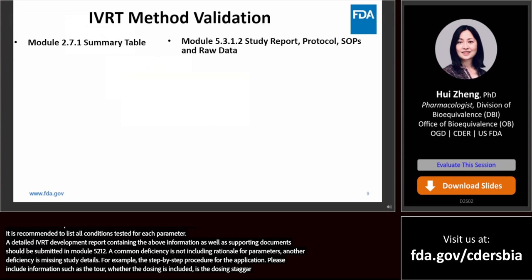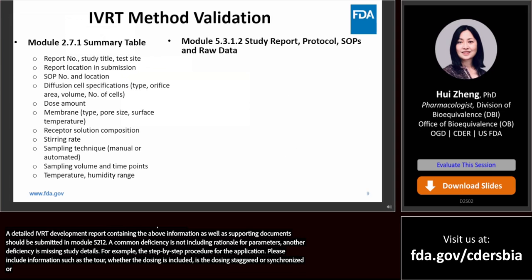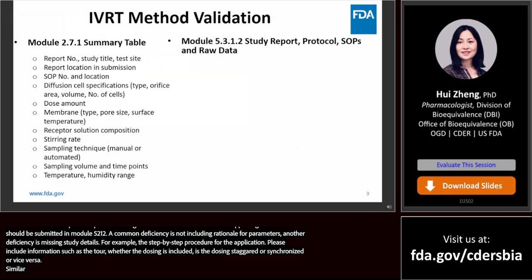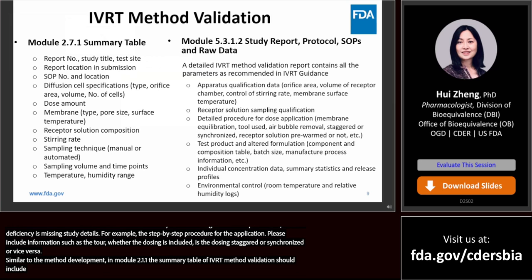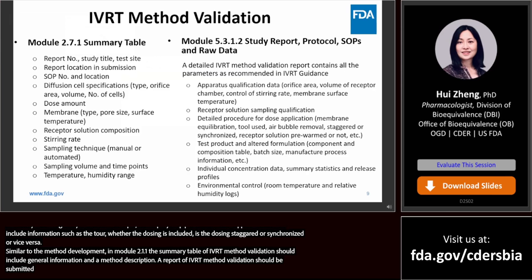Now let's move on to the method validation. Similar to the method development, in Module 2.7.1, the summary table of IVRT method validation should include the general information and a method description. A report of IVRT method validation should be submitted in Module 5.3.1.2. Please refer to the IVRT guidance for the definitions of validation parameters.